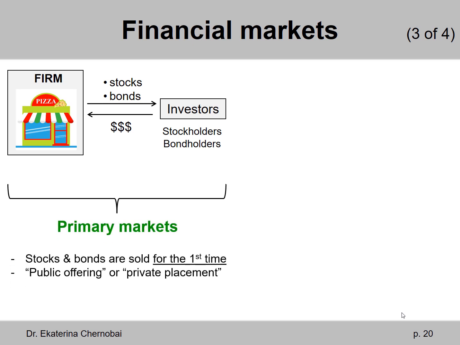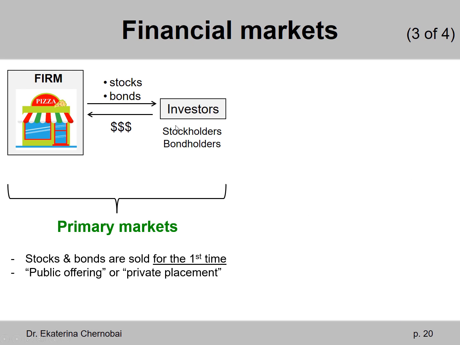This is called primary markets. Stocks and bonds are sold for the very first time. They can be sold as a public offering, meaning anybody in the world can pay the listed price and buy stocks or bonds. Or they can be sold in a private placement, which means only a relatively small group of rich investors has access to those financial securities.